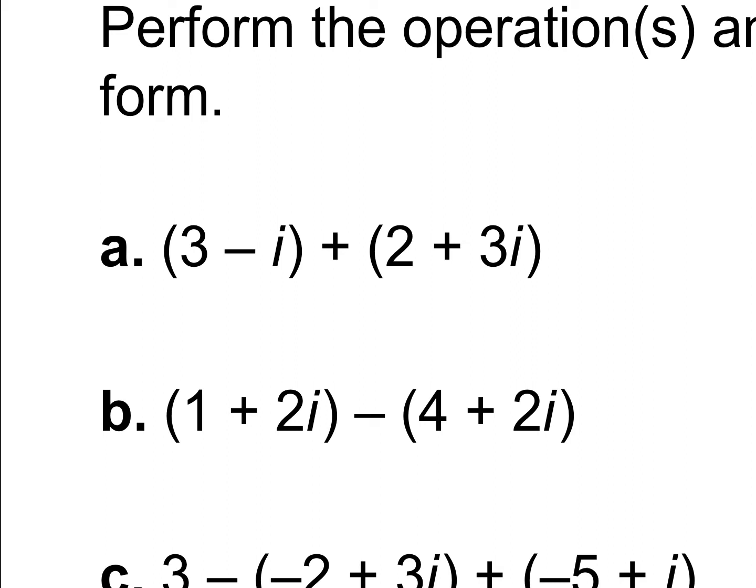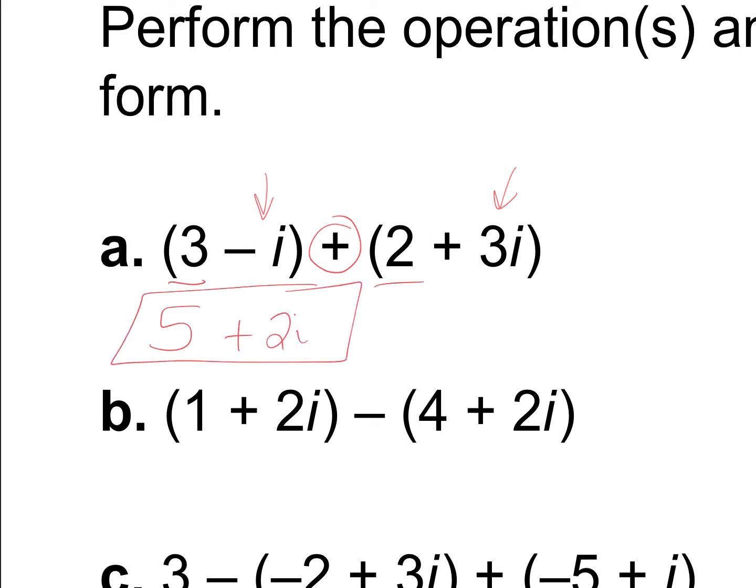So the first thing you do is identify what's going on between these two parentheses. What are we doing? You're adding. So keep the real with the real. What's 3 plus 2? 5. And then imaginary with imaginary. Sign in front of the term stays with it. So -1 plus 3 is, so it'd be plus 2i.